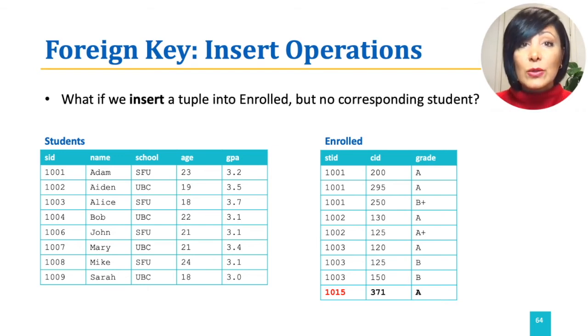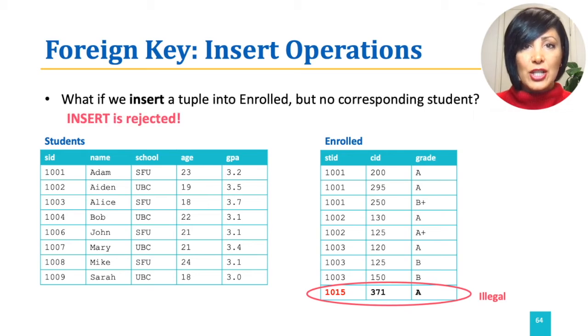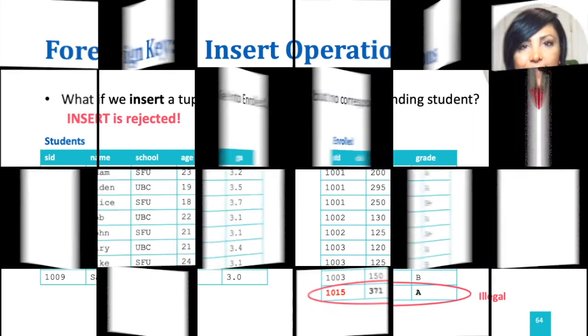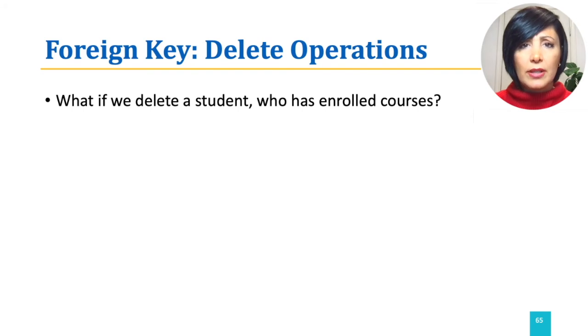Consider our students and enrolled tables. If we insert a tuple into enrolled that is using an STID that does not have the corresponding SID value in the table of students, the insert transaction will be rejected. What about when we delete records? Deleting records from the table with the foreign key is okay.